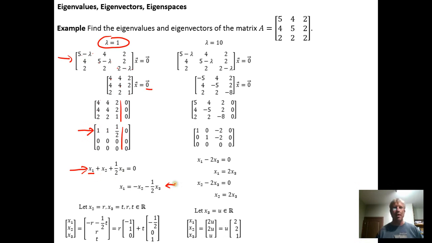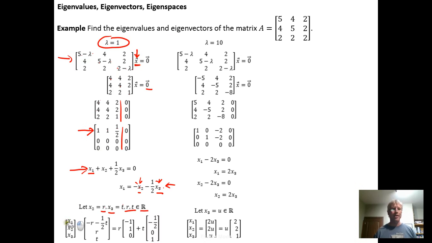And just like we've done before, we then take what's left, the variables on the right hand side, and we assign them names. So we say let x sub 2 be r and let x sub 3 be t. So we'll give them new variable names, and we recognize that r and t can be any real number that you want. And once we do that, we construct the eigenvector right here. This is the guy we're looking for.